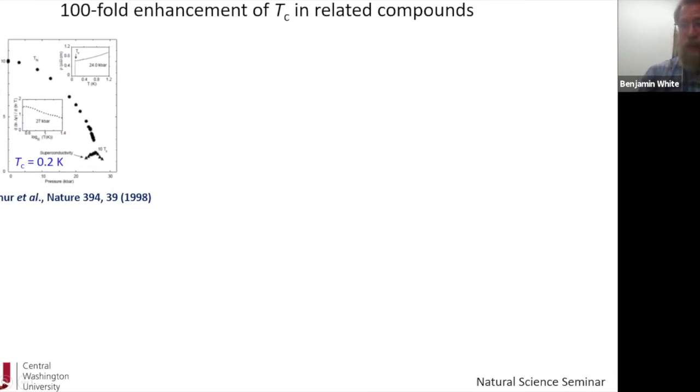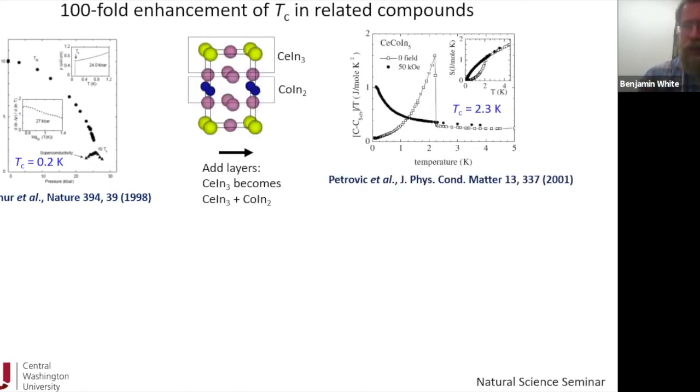Now, of course, this is not much to write home about. 0.2 Kelvin is very low, and it's under applied pressure, so we're not going to be able to do much with this as is. But in looking at cerium indium-3, there are other crystal structures out there that have that cerium indium-3 component or building block built into them. One good example is cerium cobalt indium-5, which has some cerium indium-3 layers and a cobalt indium-2 blocking layer in between them.